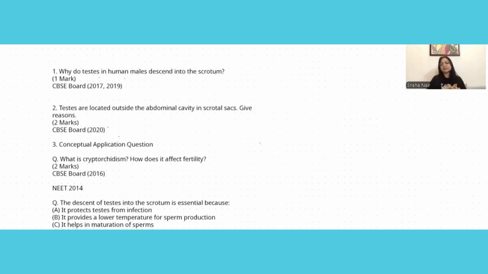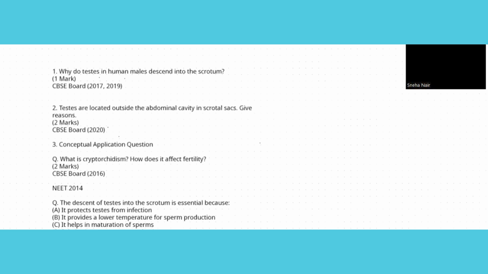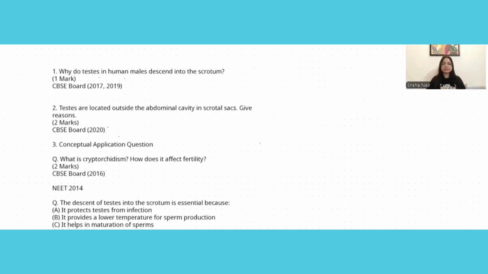All right, then the next kind of question that is asked from this topic is: testes are located outside the abdominal cavity in the scrotal sac, give reason. So you know the reason. So that the scrotum can provide lower temperature and spermatogenesis can take place. Similarly, it was asked what is cryptorchidism? How does it affect fertility in males?